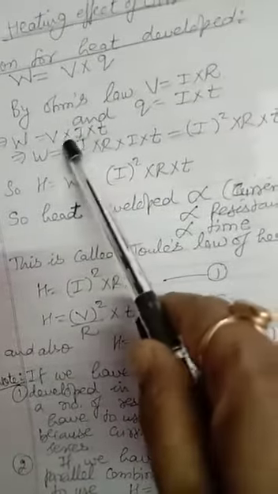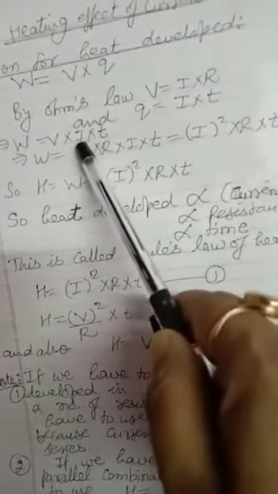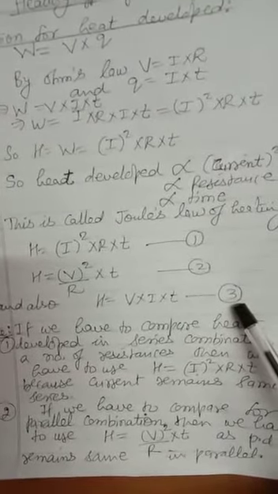Now if you see the other formulas for H, the first formula is I square into R into T, the second formula is V into I into T, and the third formula, if we substitute the value of I using Ohm's law, is V square upon R into T. That way we have in all three formulae. Now if we have to calculate the total amount of heat generated in a circuit, we can apply any of the three formulae depending upon which quantities are given in the question.